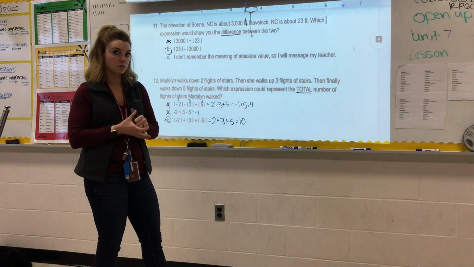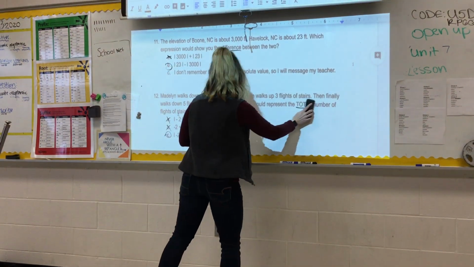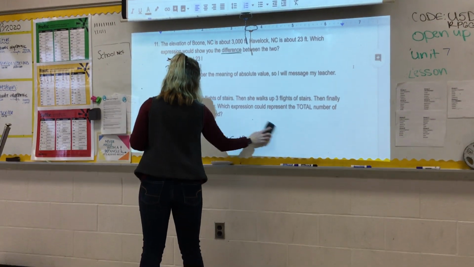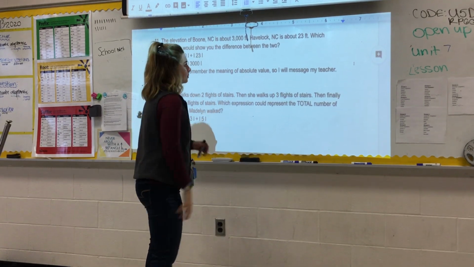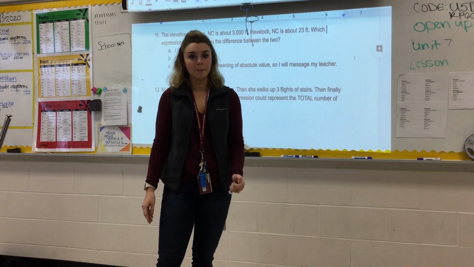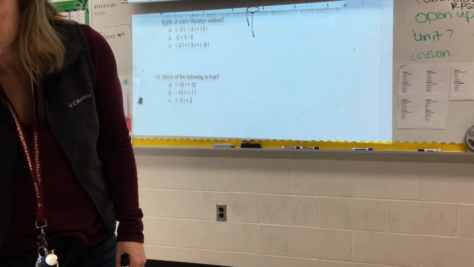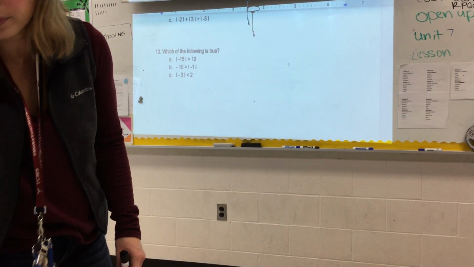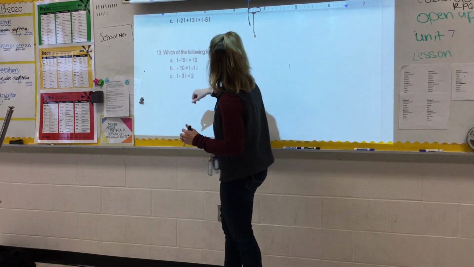Does that make sense? Yes, and these stairs really made a lot of sense because of the idea of down being negative and up being positive, but the fact that she physically walked all of these stairs. Right, it wasn't like the money where we're subtracting and adding. Yeah. So this one is just like a straightforward absolute value question.